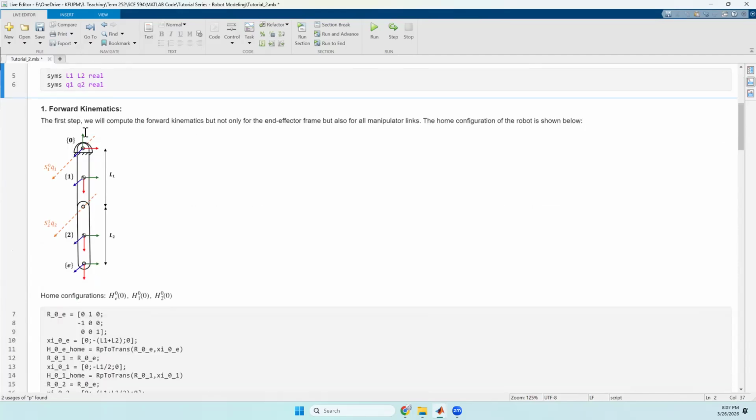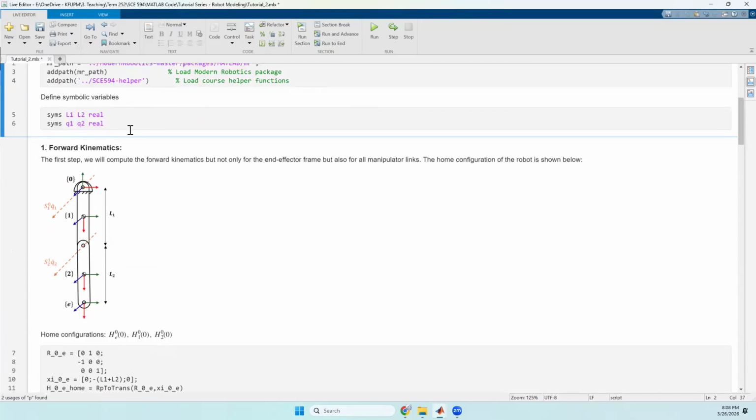The forward kinematics, to derive the dynamic equation, we need to solve the forward kinematics first, as well as the differential kinematics. So if you haven't watched tutorial number 1, you should do it now. So the forward kinematics will be exactly the same.